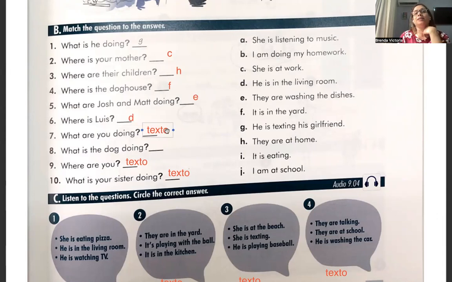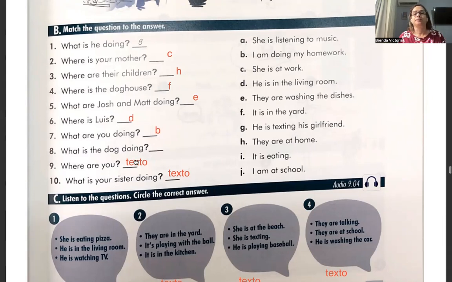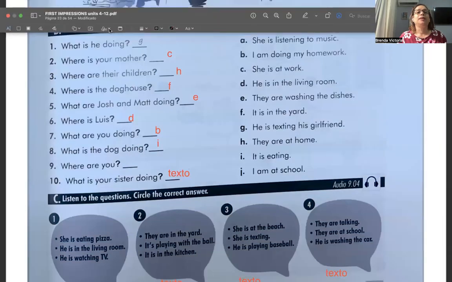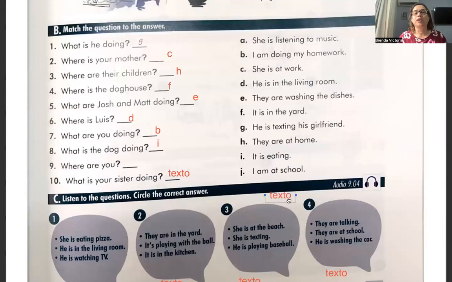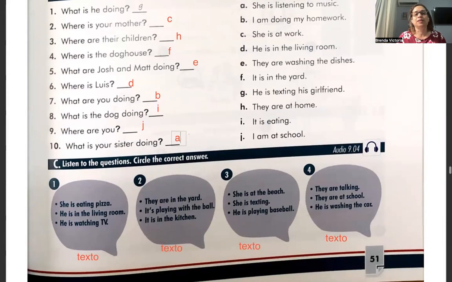What are you doing? It's I am doing my homework. What is the dog doing? Well, it is eating. It will be I. And where are you? Where are you? ¿Dónde estás? Where are you? Entonces sería I am at school, letter J. And what is your sister doing? Your sister is the same as she. So she is listening to music.